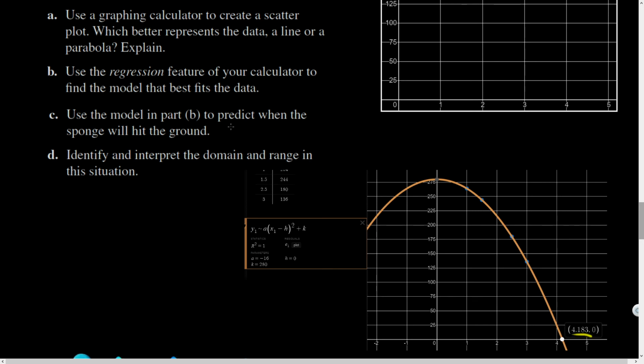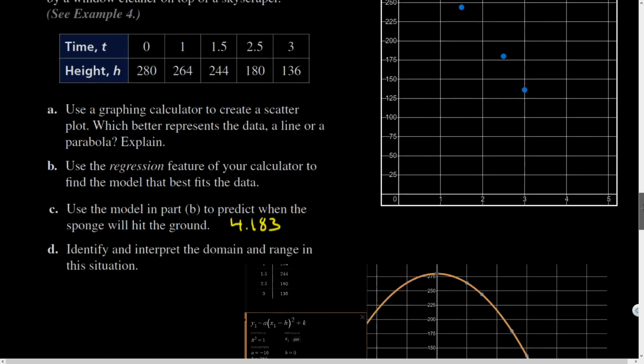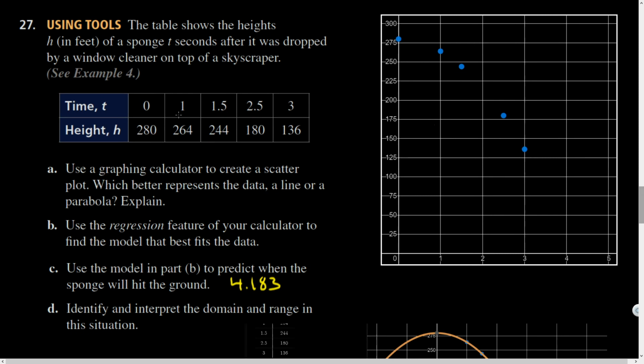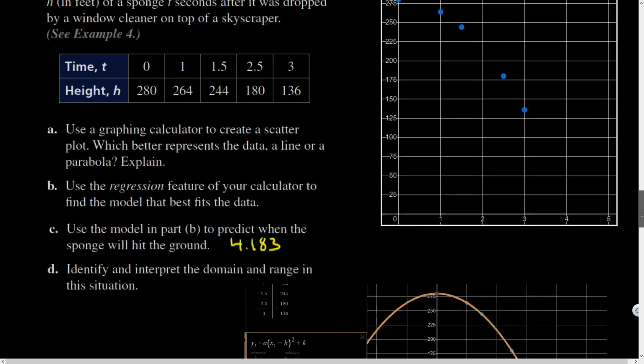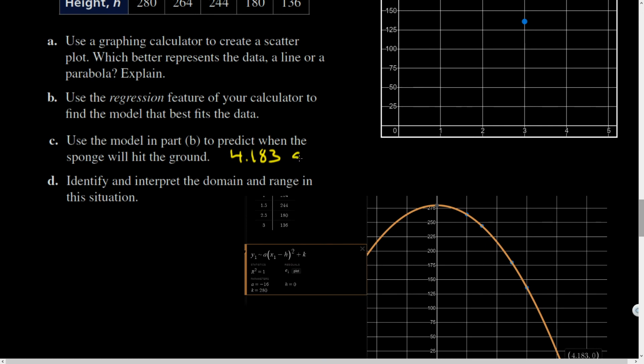So at 4.183, actually, I didn't even read what this was about, guys. I was just excited about data. Well, time t in seconds, a sponge. Oh, from a window cleaner. Wow, dropped it. Oh dear. 4.183 seconds is when that occurs.